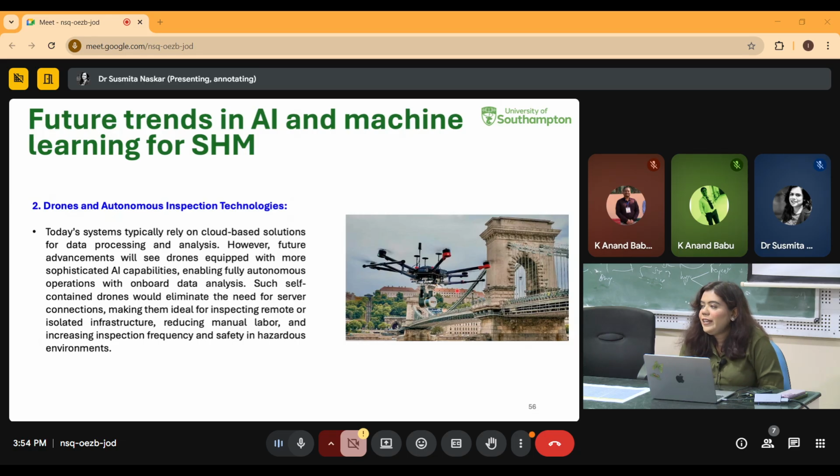And then the self-contained drones. Self-contained drones are also one of the very famous research areas among UAV researchers, and they will be actually ideal for inspecting the remote or isolated infrastructure, as we said.